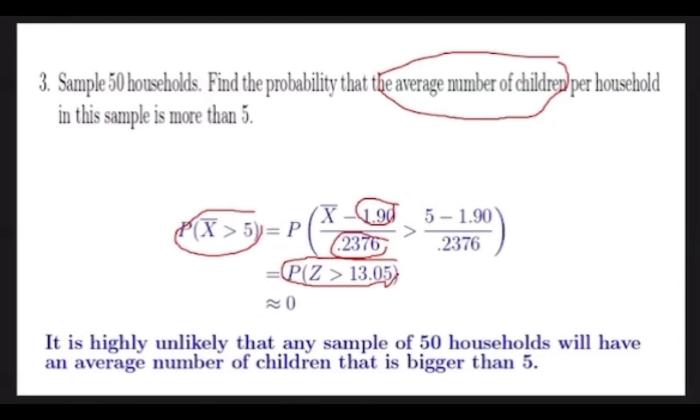And what is the interpretation? Because the probability is very close to 0, it is going to be highly unlikely that any sample of 50 households... Please pay attention. Whenever you want to interpret probability that has to do with the mean, you have to mention the sample size. Now I said it is highly unlikely that any sample of 50 households will have an average number of children that is bigger than 5. It is unlikely because the probability is more or less 0.